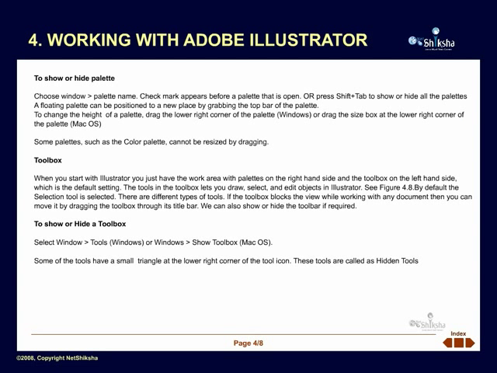To show or hide a palette, choose Window and then choose the palette name. A check mark appears before a palette that is open. Or press Shift plus Tab to show or hide all the palettes. A floating palette can be positioned to a new place by grabbing the top bar of the palette. To change the height of a palette, drag the lower right corner of the palette on Windows, or drag the size box at the lower right corner of the palette on Mac OS.